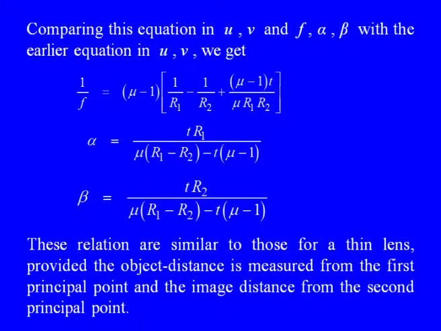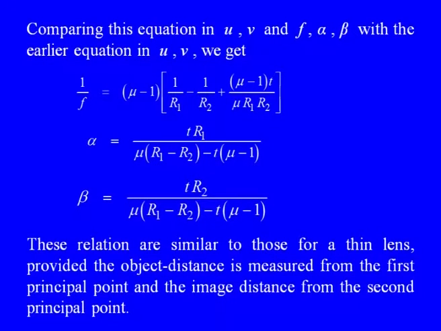So, 1 upon f is equal to mu minus 1 into 1 upon R1 minus 1 upon R2 plus mu minus 1 into t divided by mu R1 R2. That is the relation defining the focal length. Remember, if t is equal to 0, if it is a thin lens, then this term will not be there. You will have a simple relationship, mu minus 1 into 1 upon R1 minus 1 upon R2. For a thick lens, this is the additional term which is coming up.